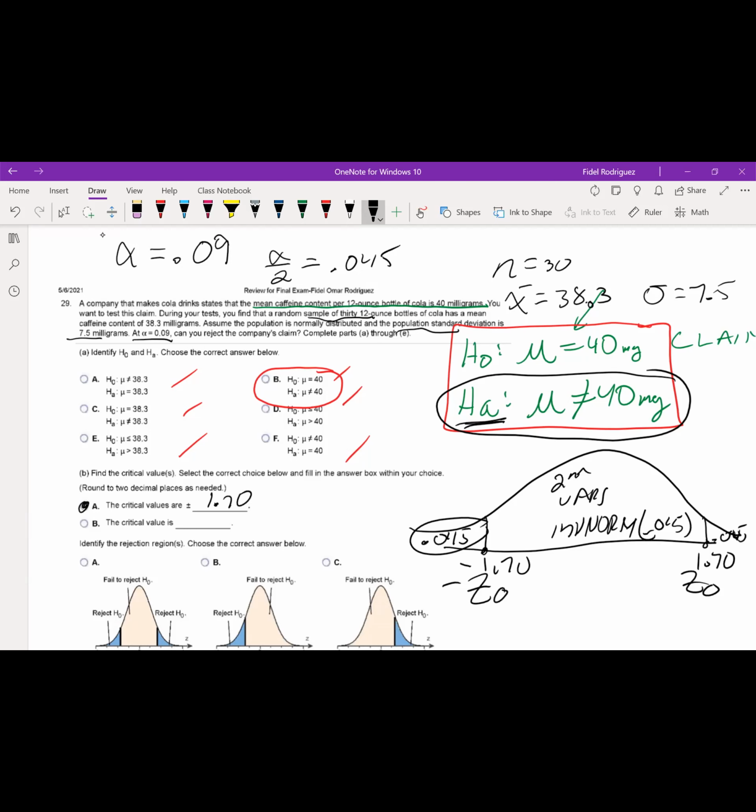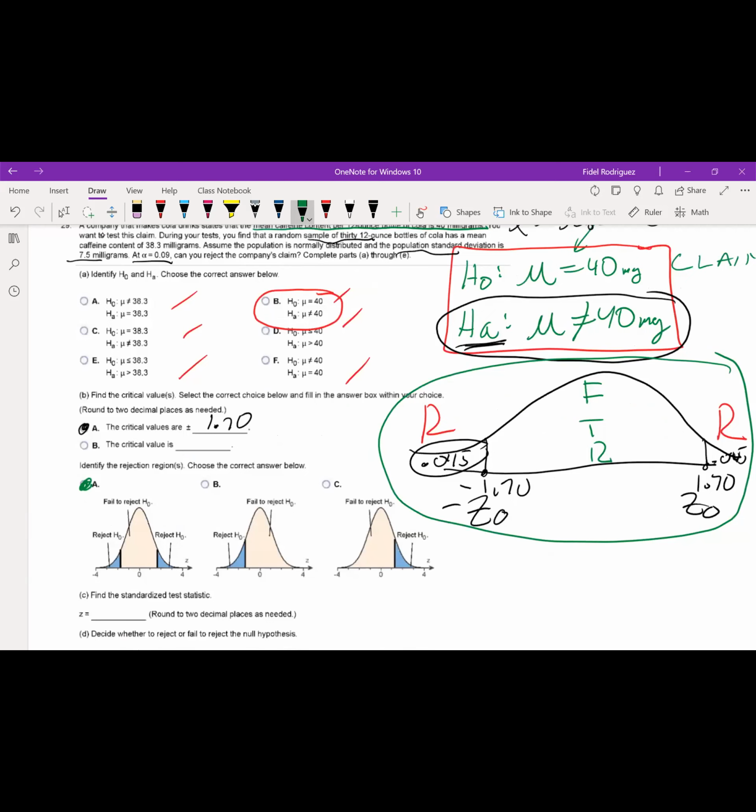All right, so I want to remind you all of something. These here are my rejection regions, and this one here in the middle is my fail to reject region. Now, if you look at what I have drawn right here, doesn't that look like choice A? That looks a whole lot like choice A right there, right?